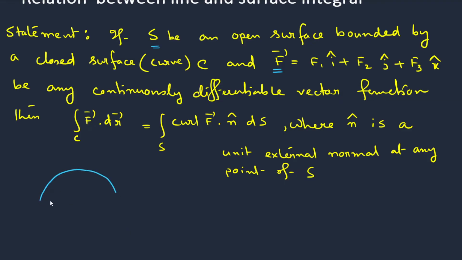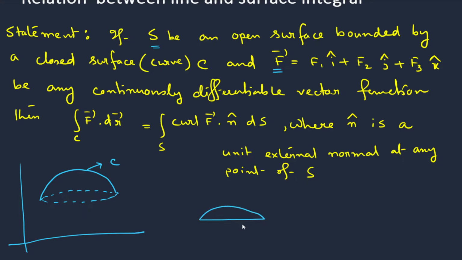Suppose we take a closed curve C. This is the closed curve C. Suppose this is a three-dimensional figure, but whenever we see the shadow of this particular figure, then what will we get? We'll get a semicircle, right? This is a hemisphere, half of the sphere. So suppose I'm talking about this semicircle. Now this is a closed curve, okay, closed curve. But the whole surface is what?